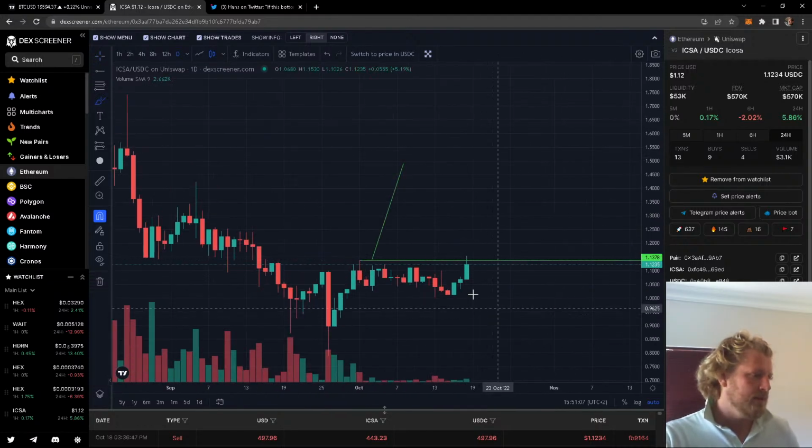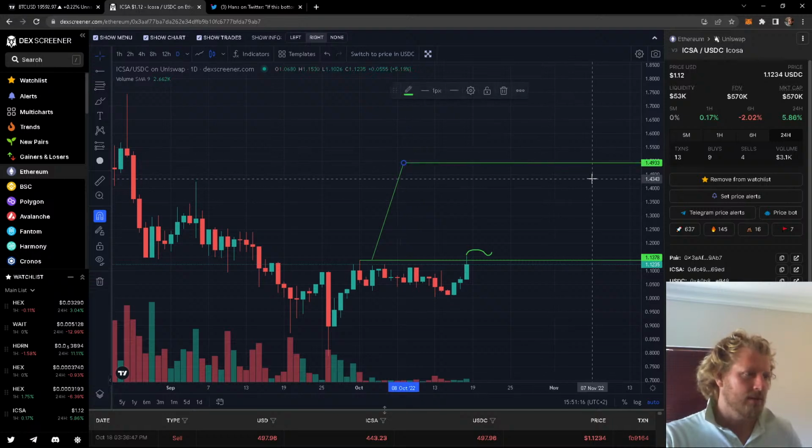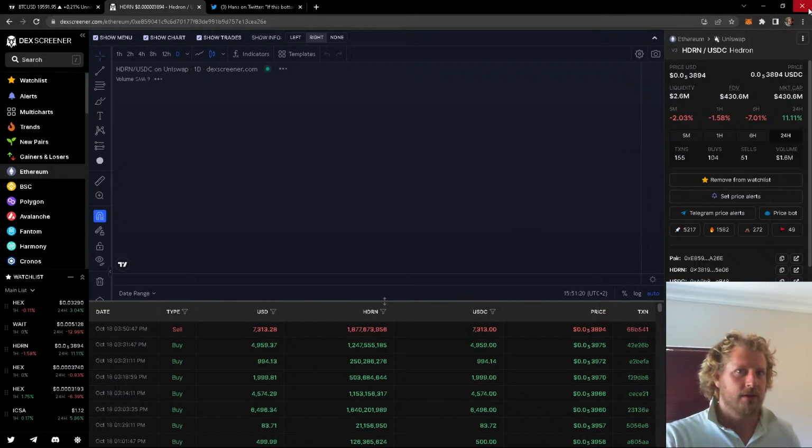So this would be awesome if we close above this line, if we close this daily candle above this line. I mean, that could be a breakout all the way to 1.4, but this would mean that Hedron would be pretty darn bullish, right?